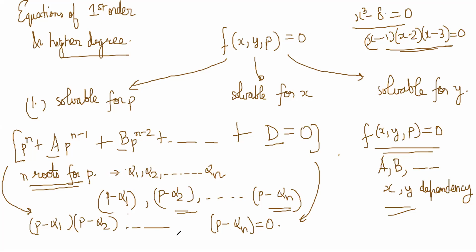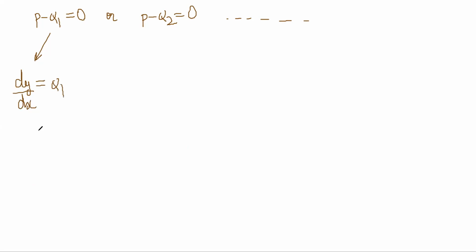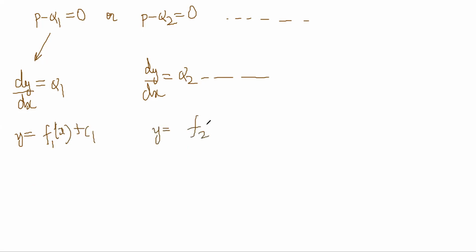Now what you have to do is solve each of them. Each of them could be the answer. p minus alpha 2 is 0 and so on. Each of them will be a separate differential equation. dy by dx is equal to alpha 1, dy by dx is equal to alpha 2, and so on. Each will give one solution, suppose f1(x) plus c1. y could also be f2(x) plus c2 and so on.